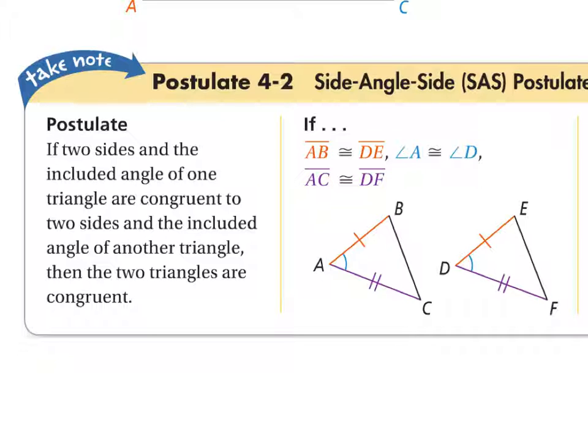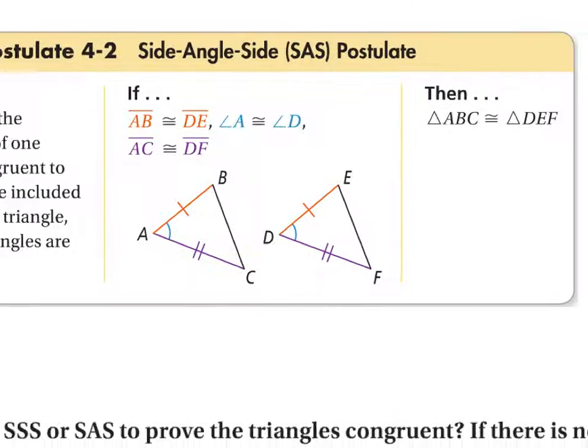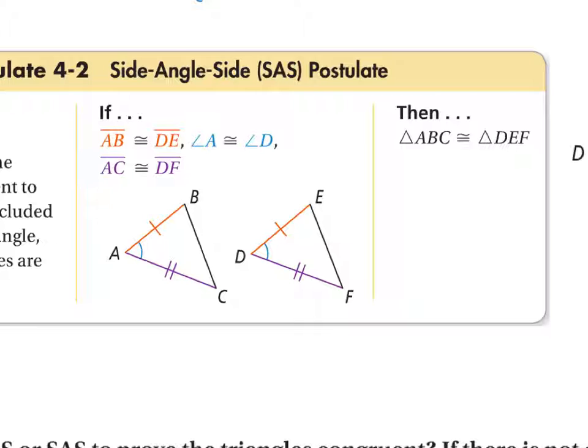Side angle side says that if two sides and the included angle, again we just defined what it means by included angle, of one triangle are congruent to two sides and the included angle in a second triangle, then the two triangles are congruent. Okay? This works the exact same way as side, side, side. It's just a shortcut, but rather than needing three congruent sides, we can now have two congruent sides and a congruent pair of angles between the two sides.